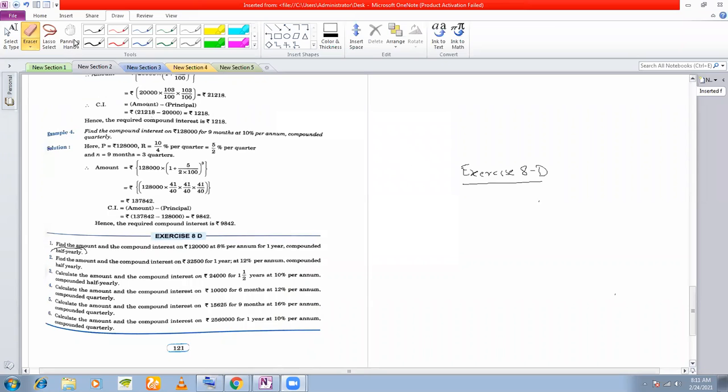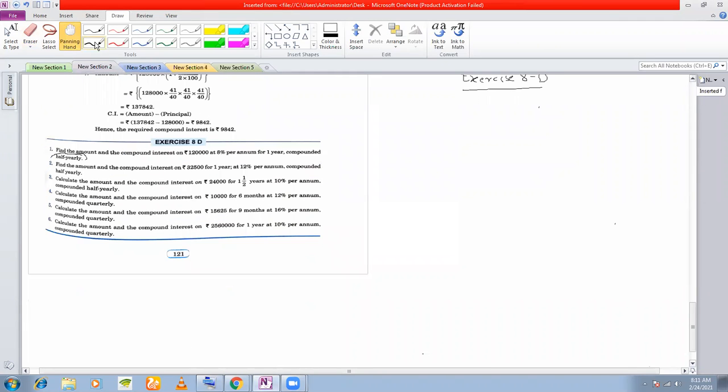Problem number 3 here is this problem. If you read this problem, it states: calculate the amount and compound interest on rupees 24,000 for 1.5 years at 10% per annum compounded half yearly. Again, the question is half yearly. Fine, so let us do it. So here, let us write down what is given. Here, the principal is given to be 24,000.